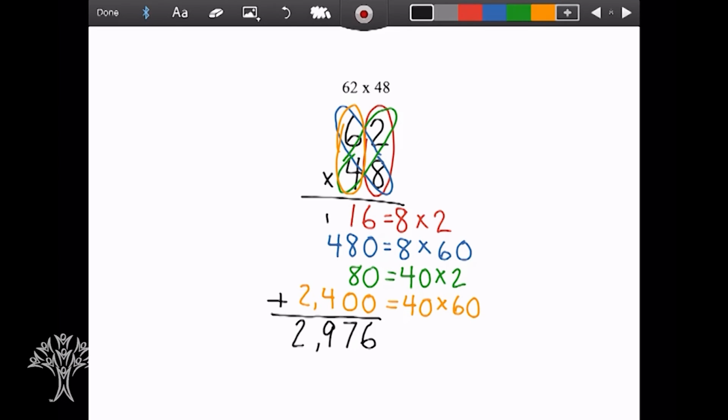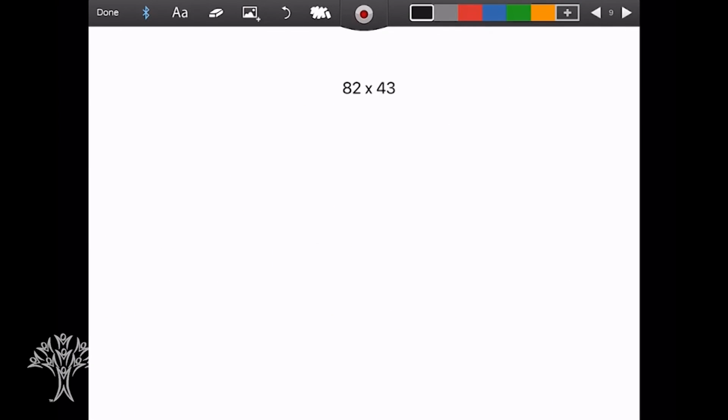Okay, so remember, step 1, write it in standard algorithm. Step 2, do each multiplication problem. So go up and down and crisscross over. And then step 3, add it together. All right. And let's work on one more here, one more practice problem. So we are going to set this up into standard algorithm, step 1. Step 2, we are going to multiply.